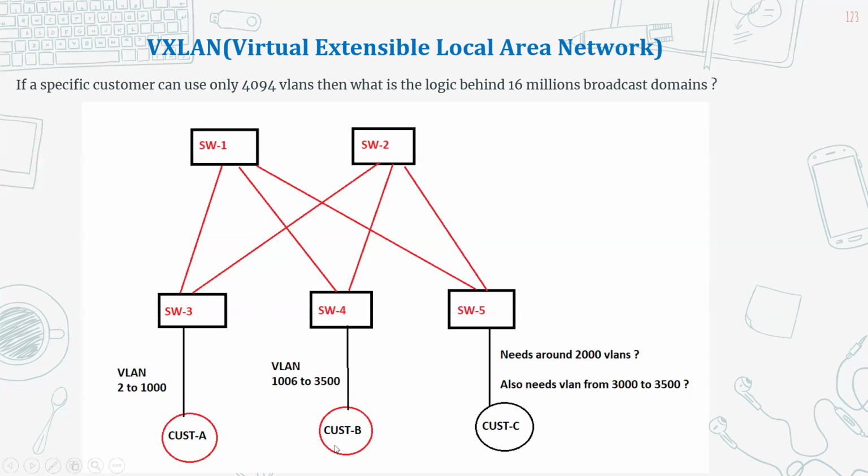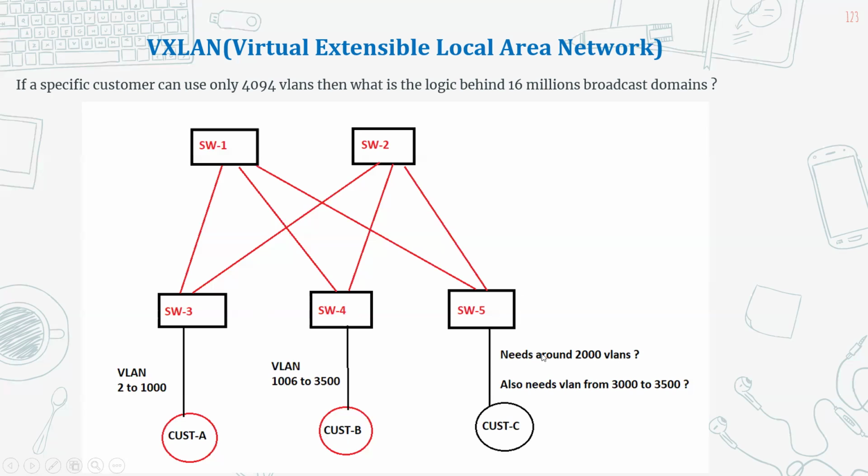On switch 4, we have terminated customer B. He is asking that I need VLANs from, let's say, 1006 to 3500. Okay. So we assigned VLAN from 1006 to 3500 to customer B. Now another customer comes in.